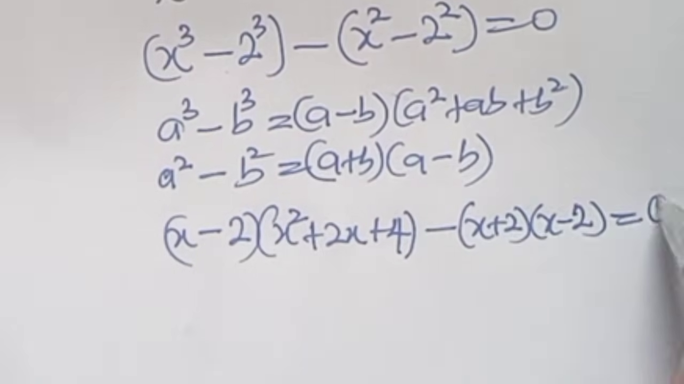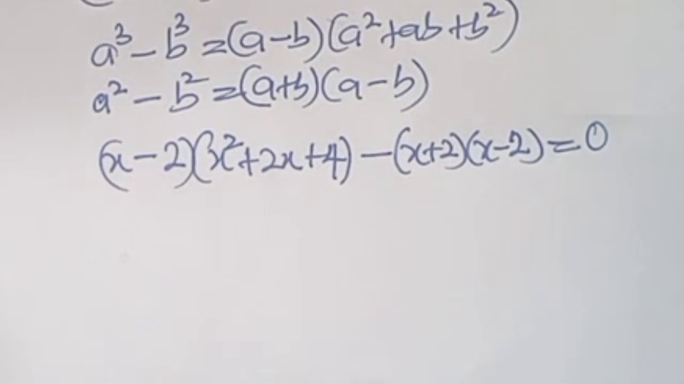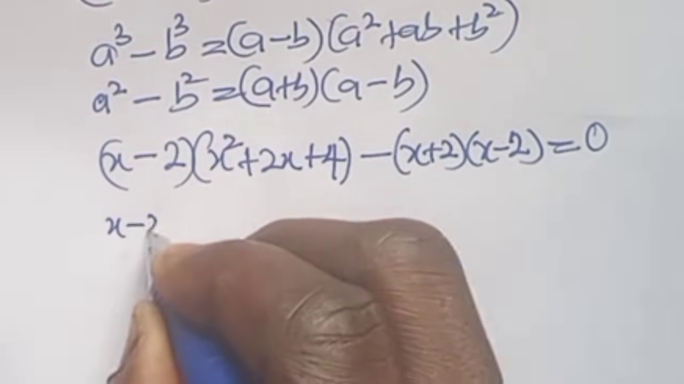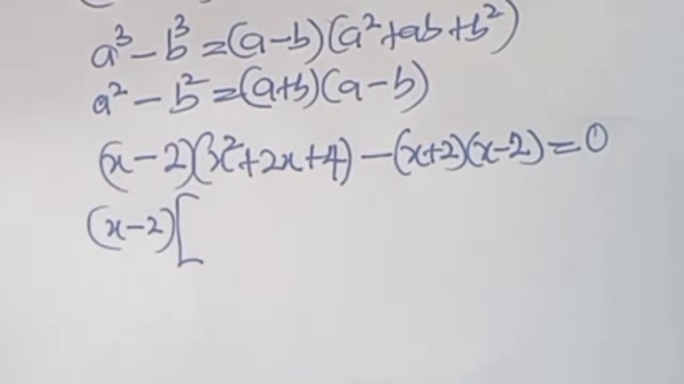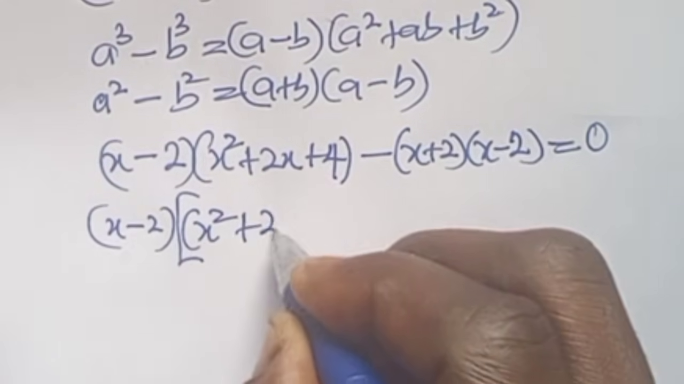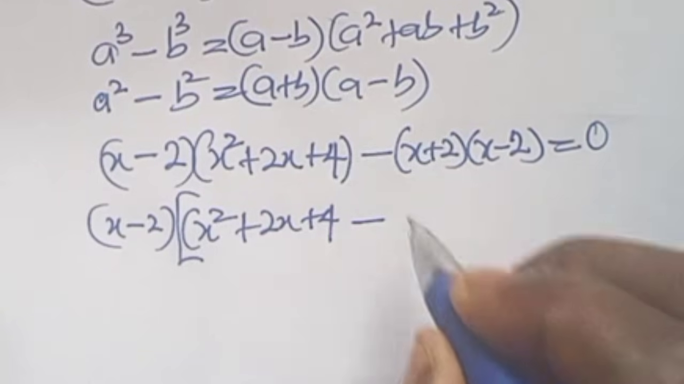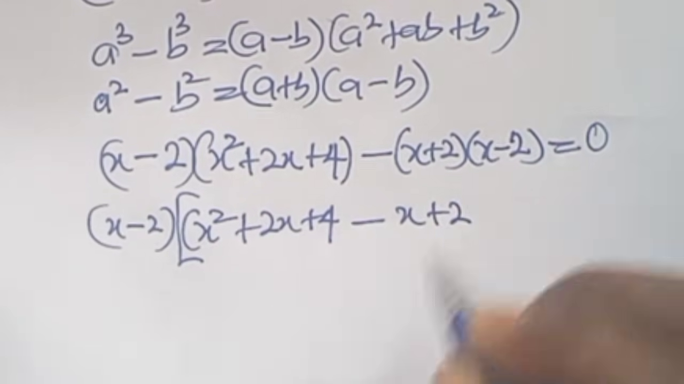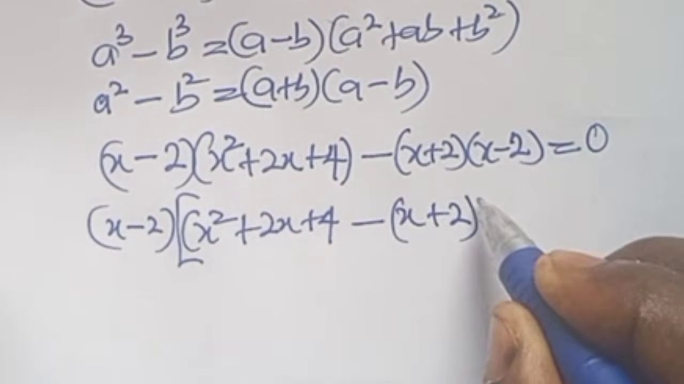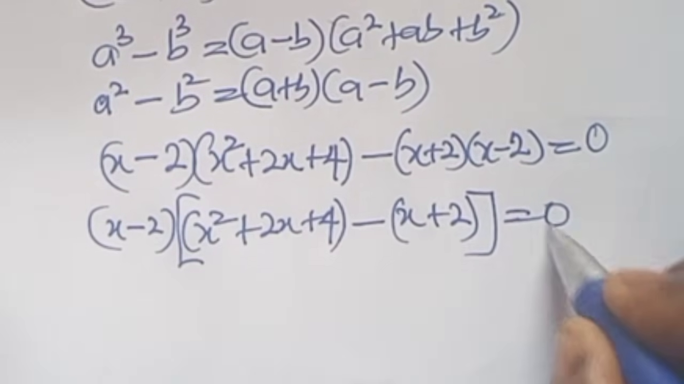Everything equals 0. We have x minus 2 and x minus 2. If we bring out the x minus 2, open a bracket, what is left here is x to the power of 2 plus 2x plus 4, minus what is left here, which is x plus 2. Close this bracket.